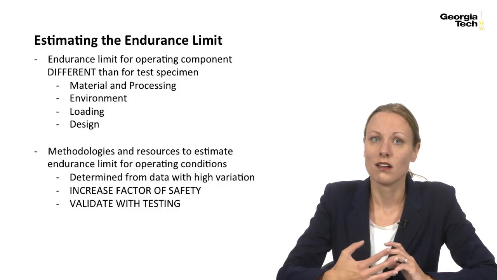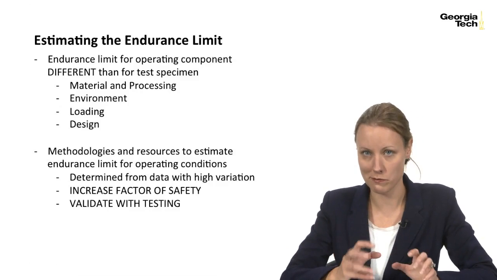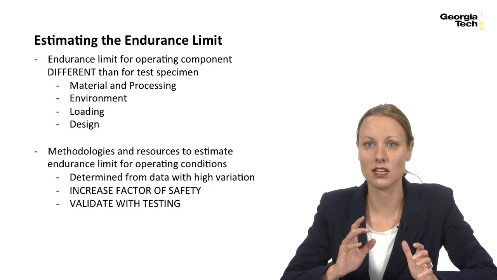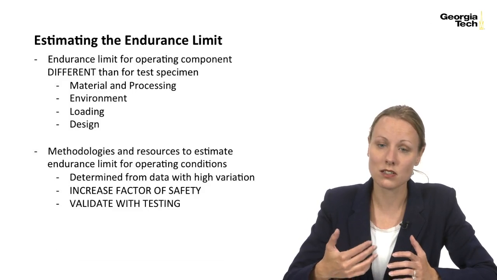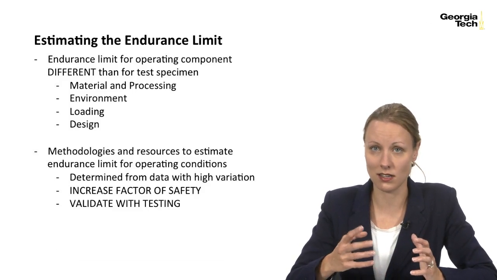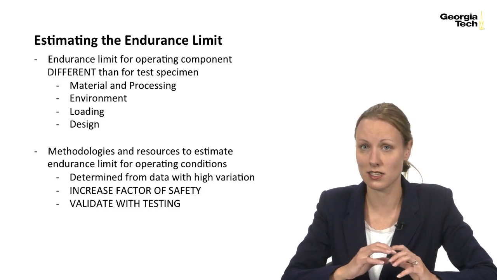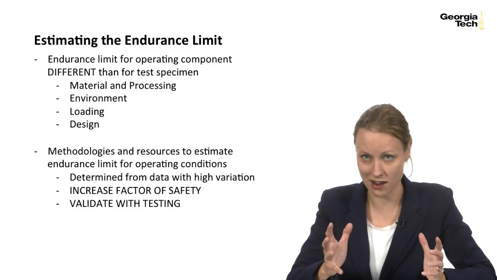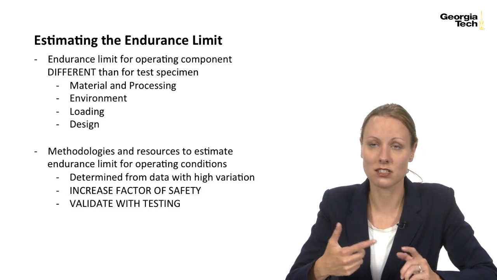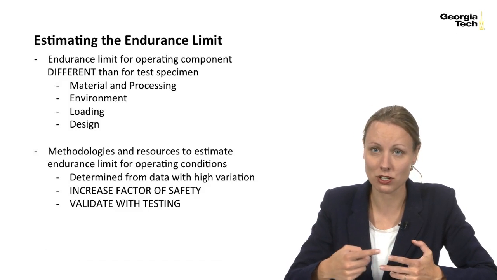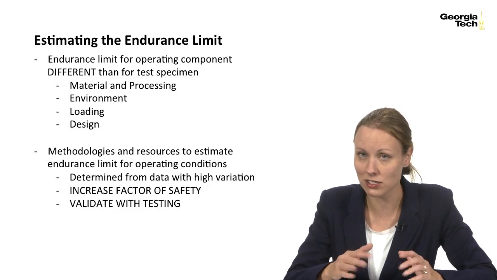So, estimating the endurance limit. The endurance limit for your operating component is often different than the endurance limit that shows up in the test data. That's because your test specimen is typically tested in a lab at room temperature. It has a mirror polished finish, and it's tested in this very nice air. Your operating component, like in a car engine, is going to be operating at a higher temperature. It has either a machined or a cast surface. It has not been mirror polished.